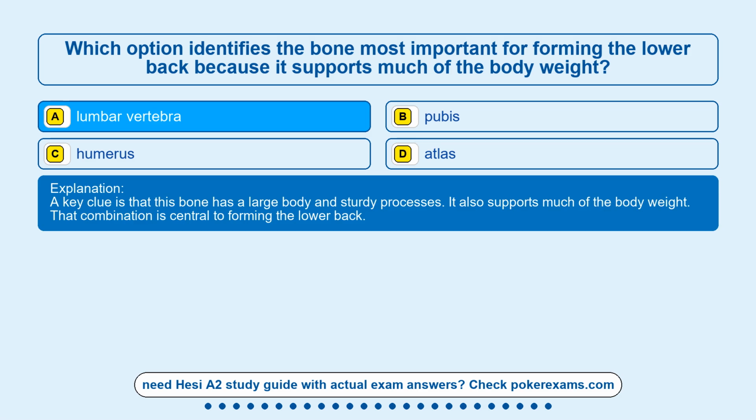A key clue is that this bone has a large body and sturdy processes. It also supports much of the body weight. That combination is central to forming the lower back.